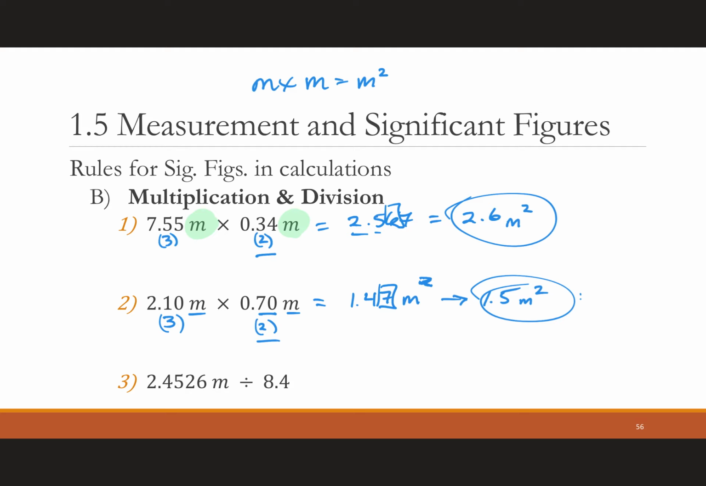And then finally, the third one is a division. 2.4526 has 5 significant figures divided by 8.4, which has only 2. So the answer is going to be to 2 sig figs. 2.4526 divided by 8.4 on my calculator comes out to 0.2919761905. And then the units, you have a meter divided by nothing. So it's actually going to stay as a meter.